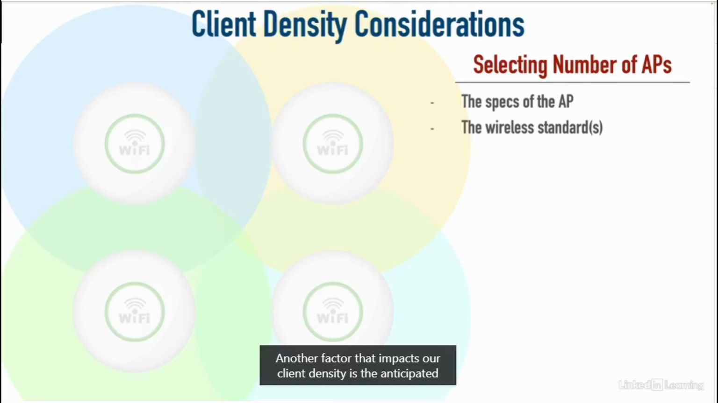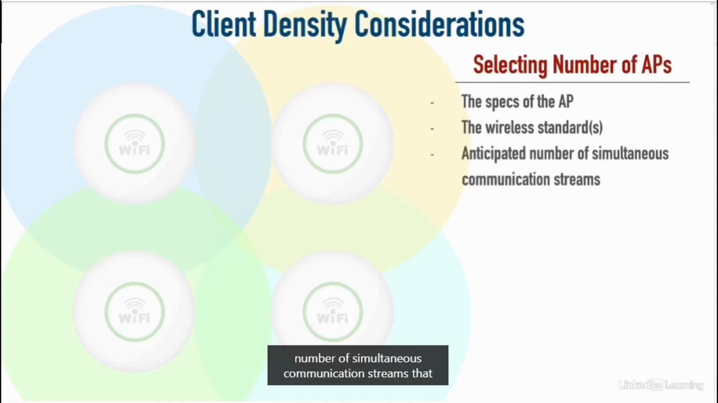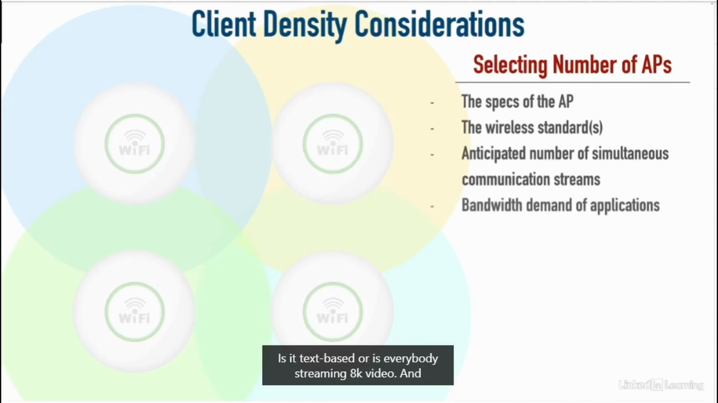Another factor that impacts our client density is the anticipated number of simultaneous communication streams that we need to support. Is it a classroom where everybody is going to be active at one time going to a particular website that the professor is lecturing about? And what are the bandwidth demands of a particular application? Is it text-based, or is everybody streaming 8K video?